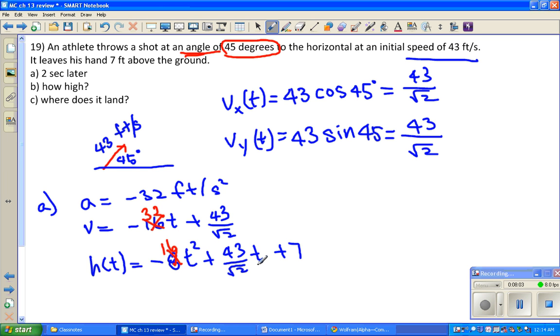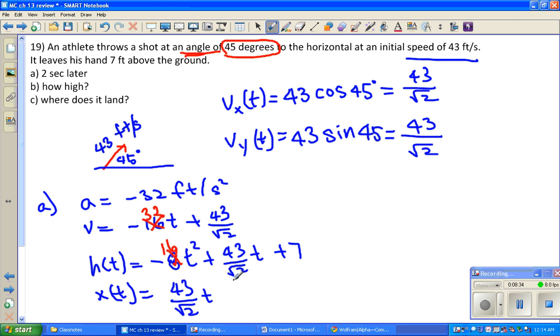This will tell us where the ball would have been, or the shot would have been, at t seconds after its release. Now, horizontally, what do I call that? X of t. That simply is, since we have constant velocity in the x direction, simply 43 over radical 2 t. And that's it, I guess. That's basically what we can do.